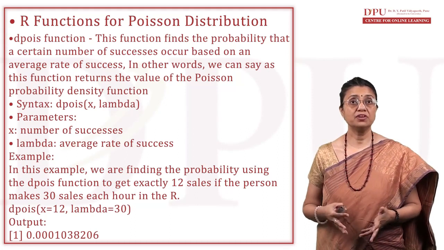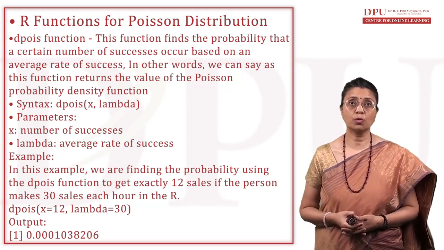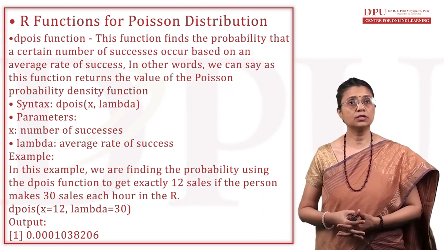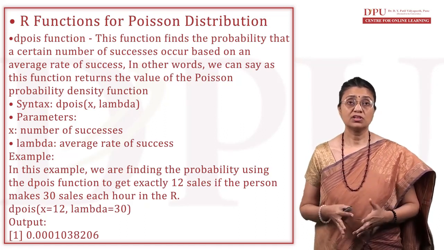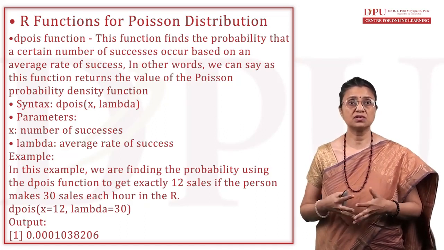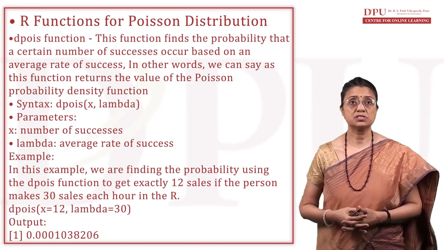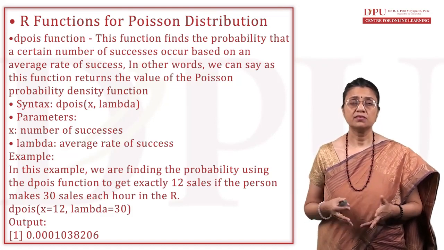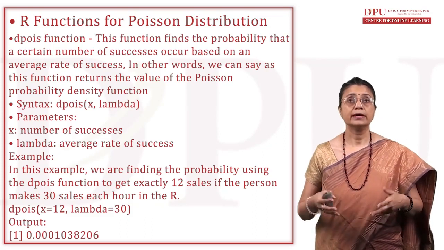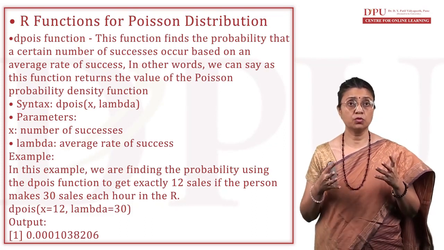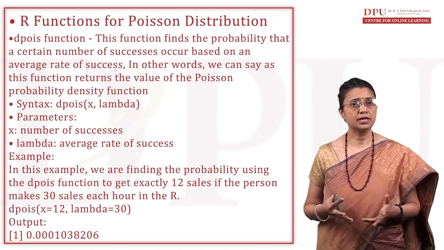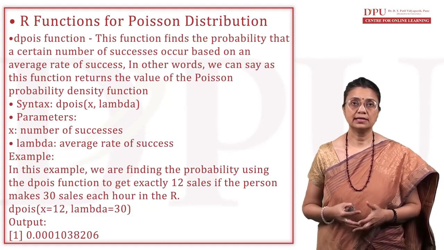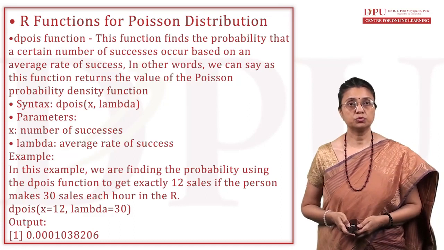So if we have good hands-on knowledge of the Poisson distribution, we can call this dpois function very easily with just two parameters, where the first one is x, the number of successes, and lambda, the average rate of success. We have done the Poisson distribution in statistics, and if you correlate with the formula, you will find that in R, it becomes extremely easy to understand and evaluate the distribution.